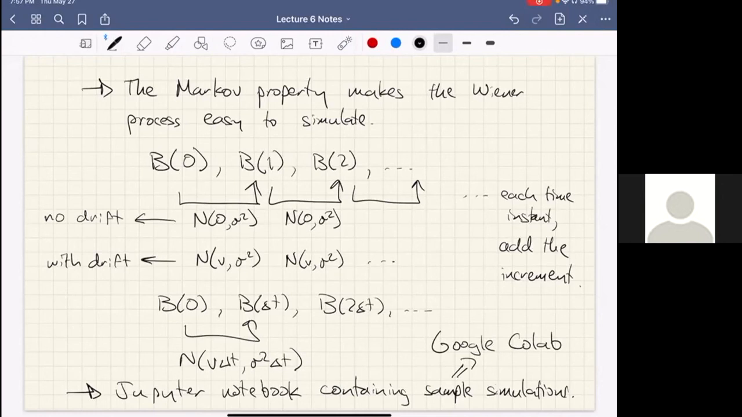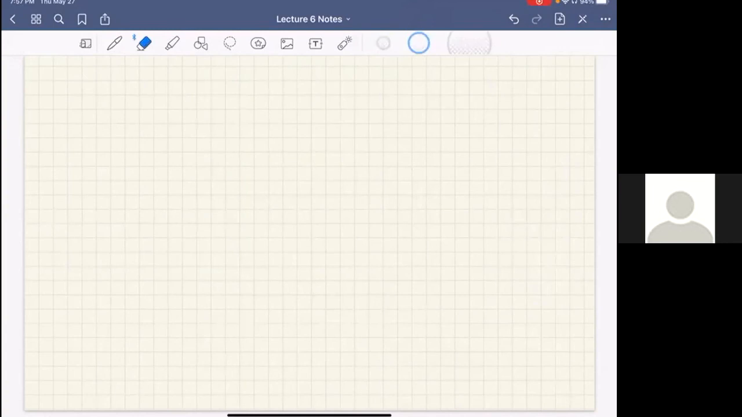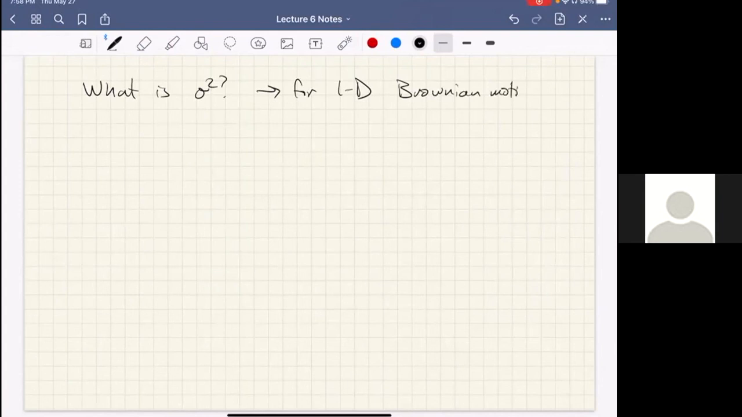Okay, so now we can model the Brownian motion of an individual molecule. Let me just add one more point here. We need to specify sigma squared. So what is sigma squared? So for a one-dimensional Brownian motion, sigma squared is actually equal to 2 times D. Let me be a little more clear here. For a one-dimensional Brownian motion, sigma squared is 2D, where D is the diffusion coefficient.